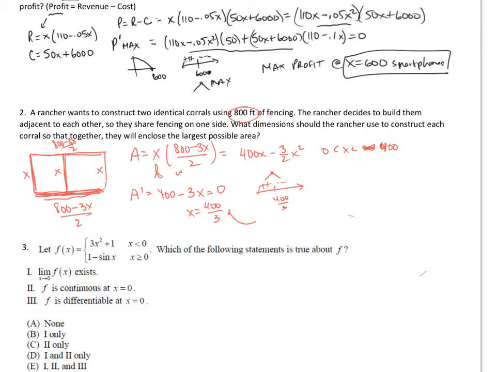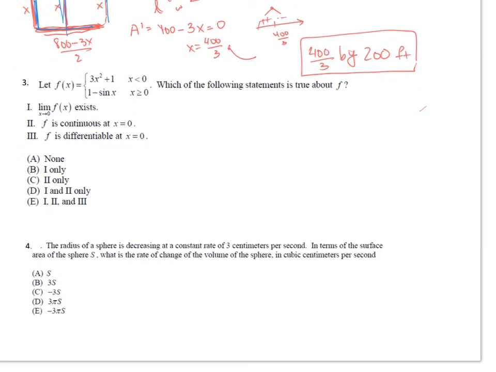So we have the length, or we said the width in this case, is going to be 400 over 3 by, well, let's plug that in, and you'll end up with 200. And this is feet. 400 by 200 feet. So in other words, this is going to be 400 over 3, these parts right here, and these will be 200. All right, moving on to number 3.